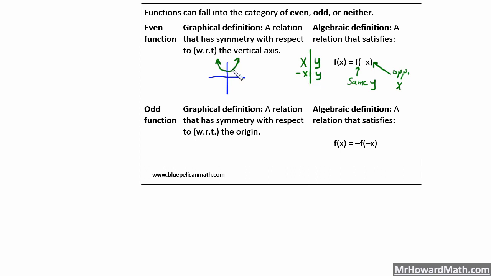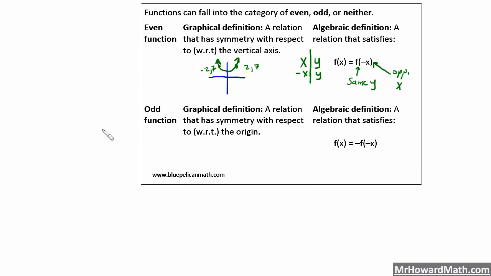I mean, think about it. When x is 2 over here, let's say y is 7, so we have 2 comma 7 on this parabola. We will also have the opposite x, negative 2, paired with the same y coordinate, 7. Algebraically, this is all this is saying: same y, opposite x. That's the way you can think about this notation.